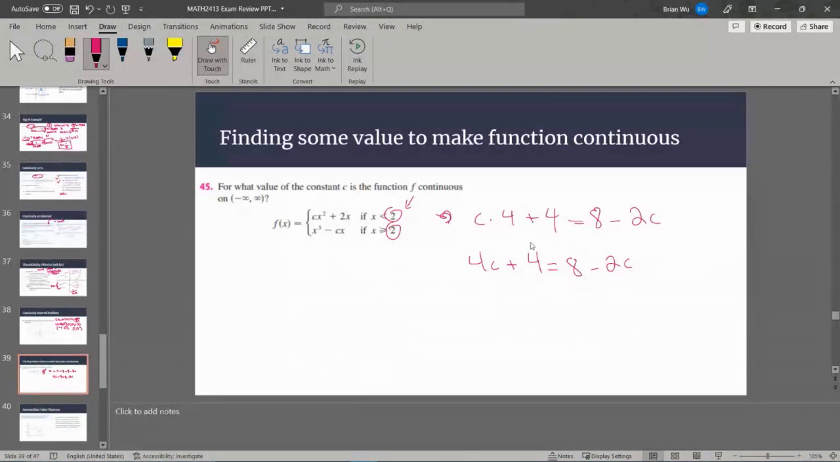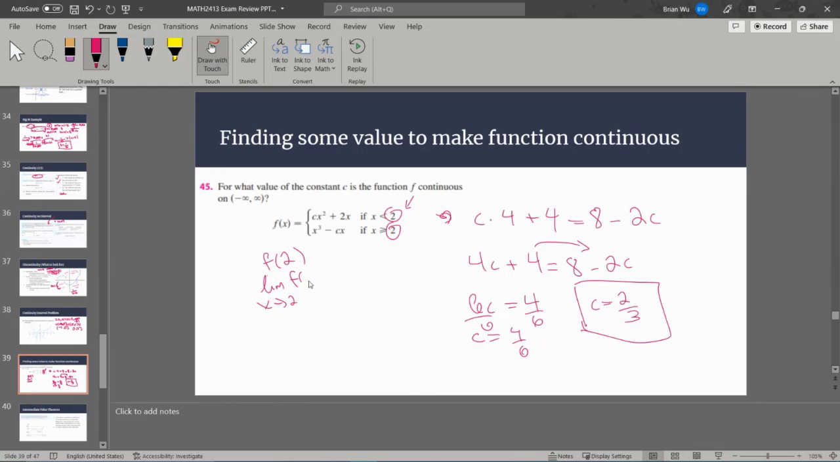And we move these variables around. We want c on one side and all the other numbers on the other. We get 6c, and we move this 4 to the other side as well. And to find c, we just divide by 6, and we get 4 over 6, which is equal to 2 over 3 after we simplify. And if we plug in this constant, we'll find that if we evaluate 2 for both functions, we'll get the same defined point at 2, and also the limit as x approaches 2 will be equal.